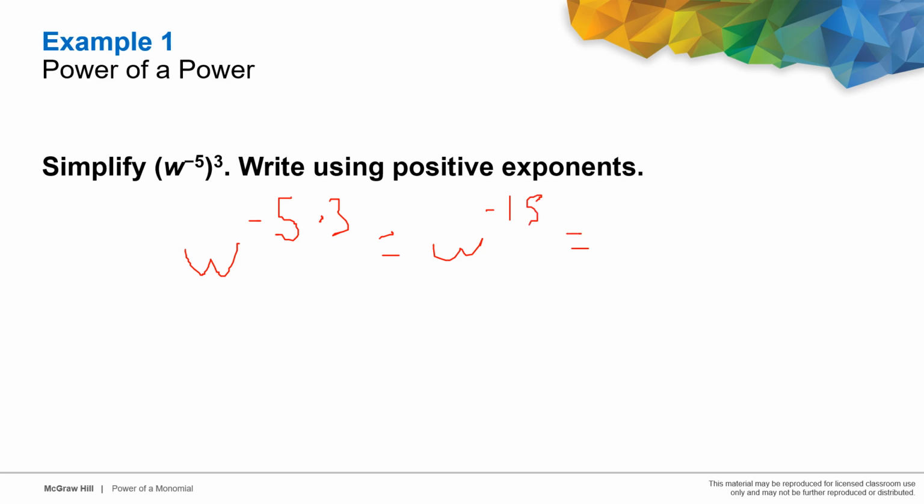For this problem, you would not be done though. You have to go back to section 1-1, use that negative exponent rule, and get rid of that negative 15 and make it a positive by taking the inverse. Here is your completed answer. 1 over w to the 15th power. We simply just multiplied negative 5 by 3, and we got our new exponent. Let's take a look at the next one.